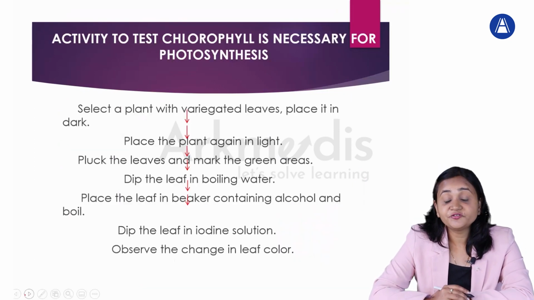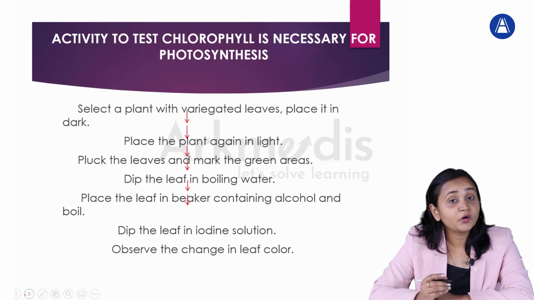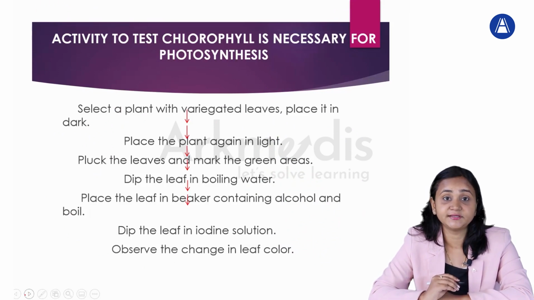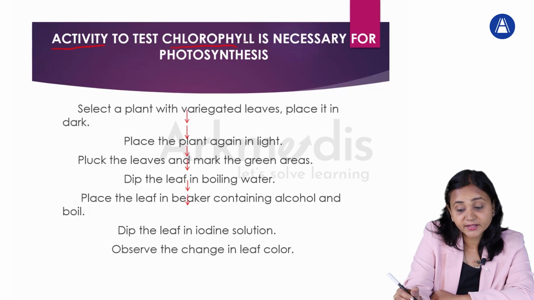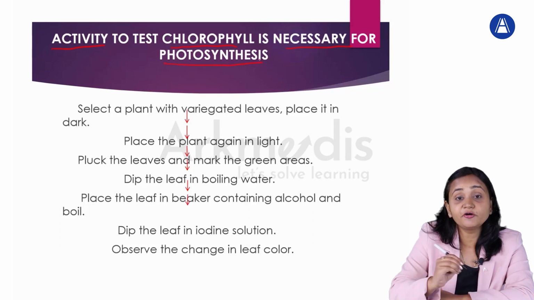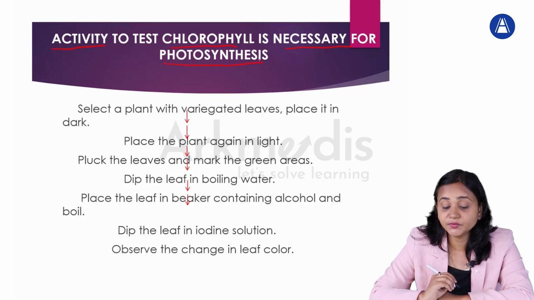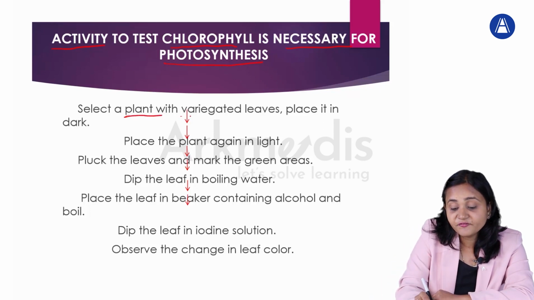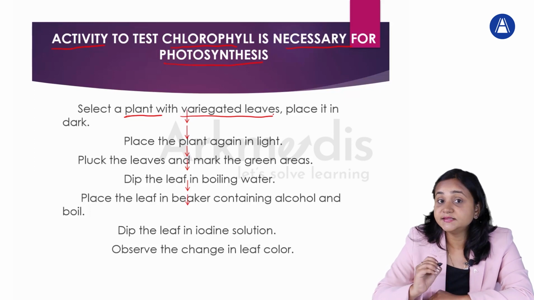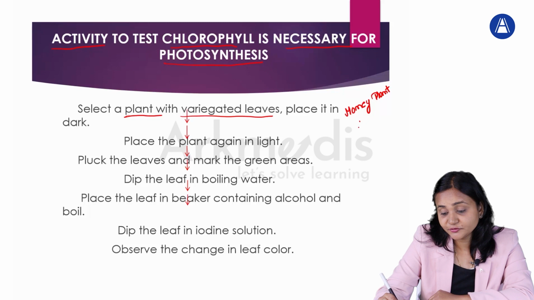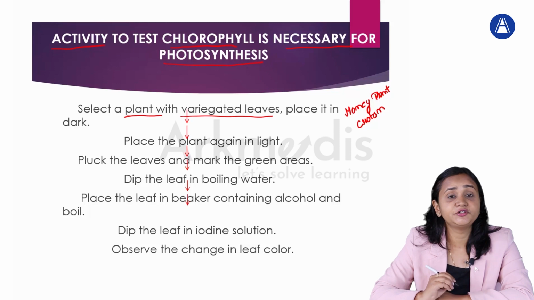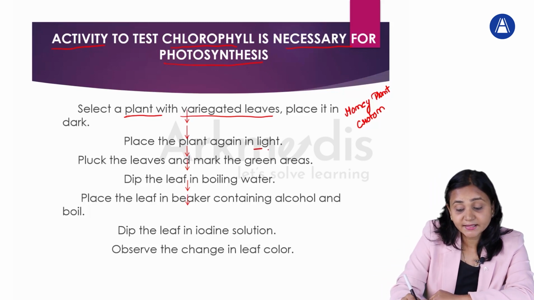Now, we know the importance of carbon dioxide, water, chlorophyll. All these are required for the process of photosynthesis. So, we can perform an activity to check that the chlorophyll is necessary for this process of photosynthesis. What you can do is, you can select a plant with variegated leaf and place it in dark, mainly the leaves of money plant and crotons are used for this purpose. Now, after placing them in dark for 2 to 3 days, you can again place them in light.